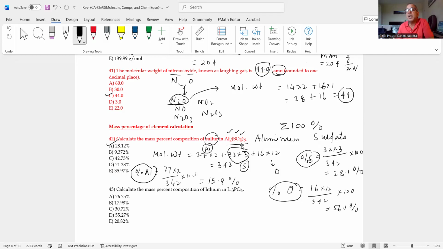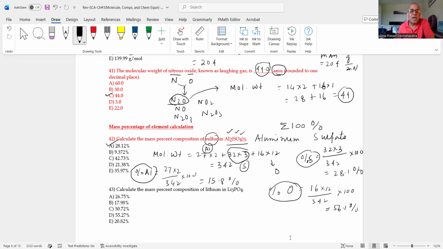Actually, this data is very important. You will learn in the later section of this particular chapter that this data will help you to calculate what is called the empirical formula. So we will discuss that in separate videos subsequently. So these elemental compositions, how much contribution is coming from each individual element, really help to find out the empirical formula and eventually the molecular formula.